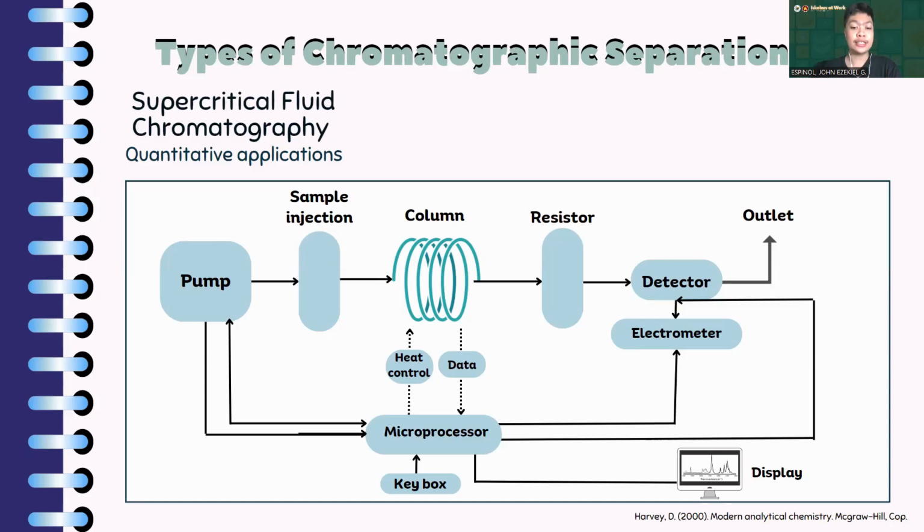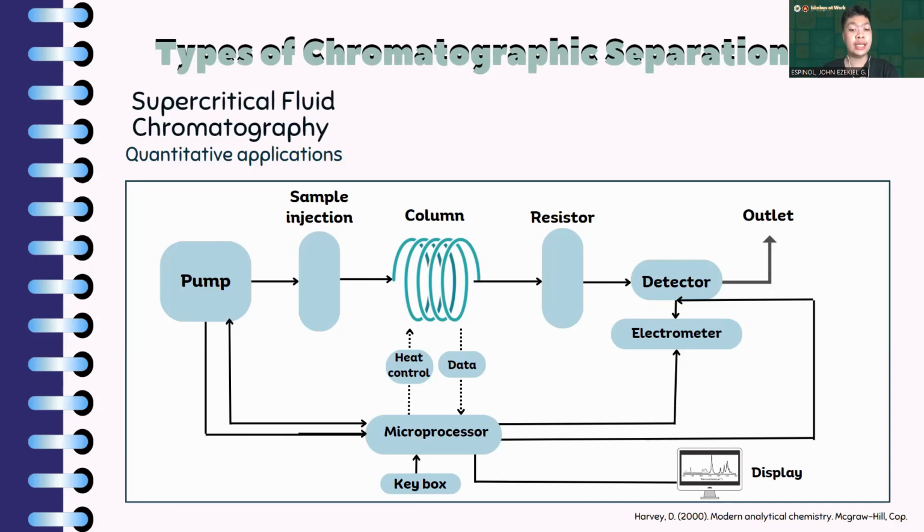Next is the detection. As the separated components elute from the column, they pass through a detector. The detector monitors the eluent and generates signals proportional to the concentration of the analytes present. Common detectors used in SFC include ultraviolet visible spectrophotometers, refractive index detectors, and mass spectrometers. The choice of detector depends on factors such as the analyte's properties and the required sensitivity and selectivity.